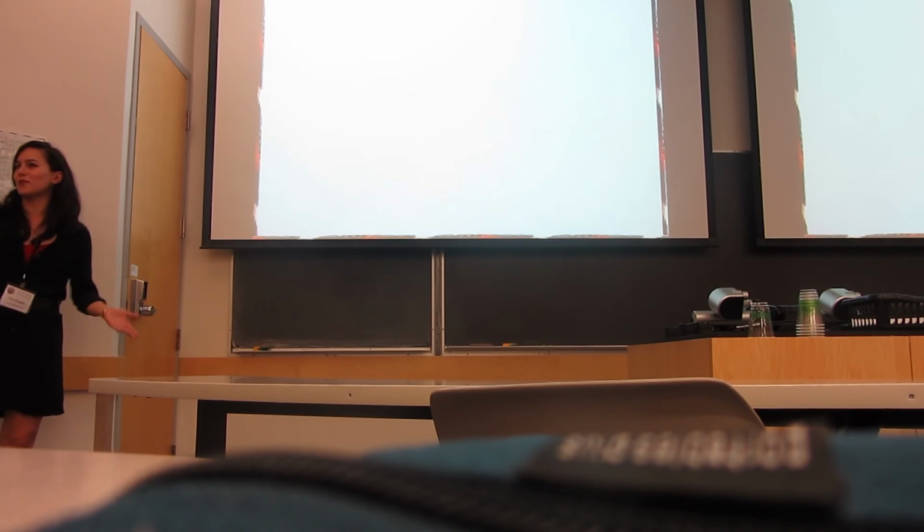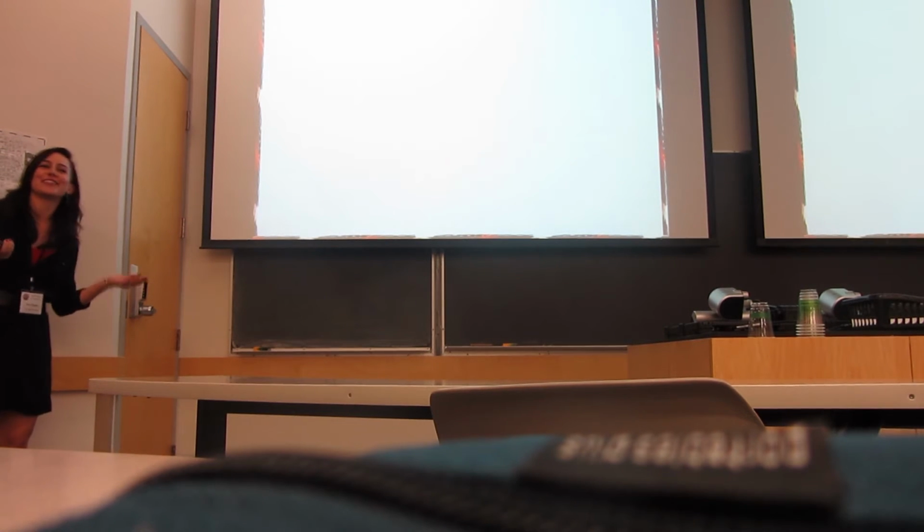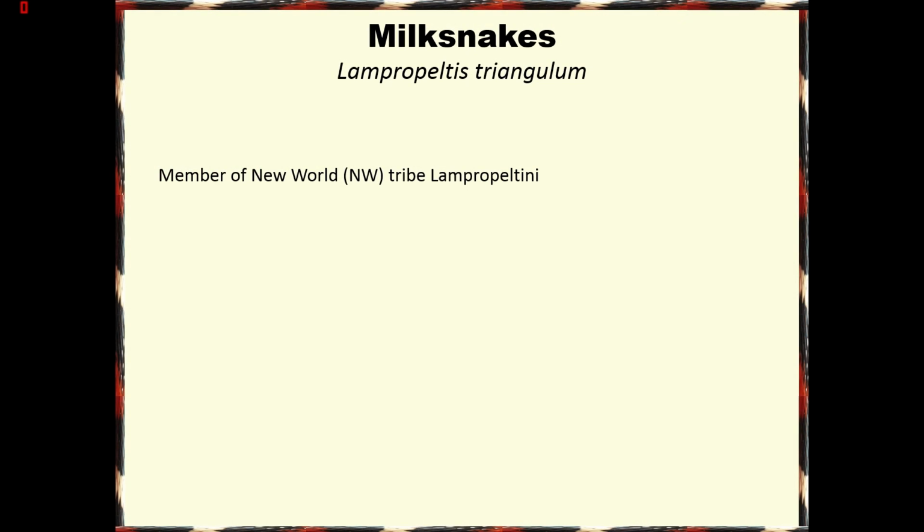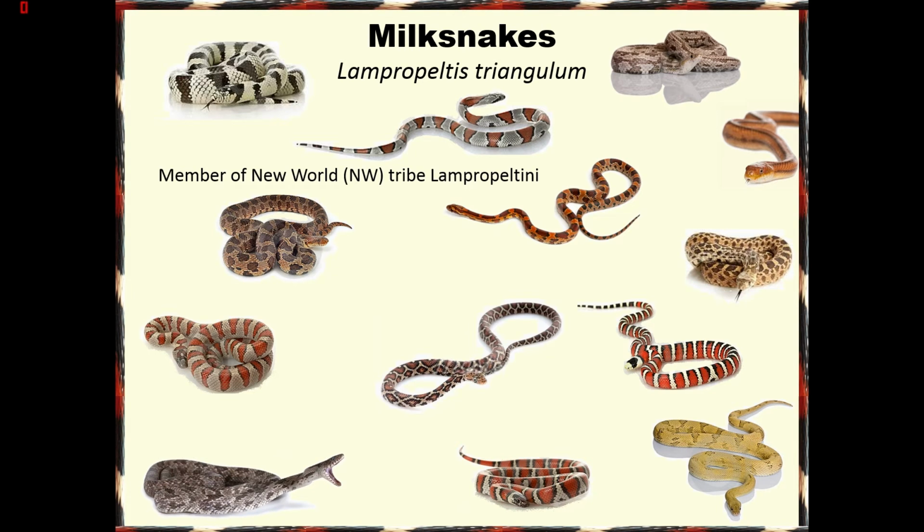That brings us to the group that I'm sure we're all here to really see today, not just talk about gene trees and delimitation, but milk snakes. Lampropeltis triangulum is a member of the New World snake tribe Lampropeltini, and I'm sure everyone here is familiar with these guys. These are the rat snakes, the corn snakes, the milk snakes, the king snakes. What's really cool about this group is that there's been a lot of phylogeographic studies done. A lot of them are really wide-ranging, and there's a lot of cryptic diversity.